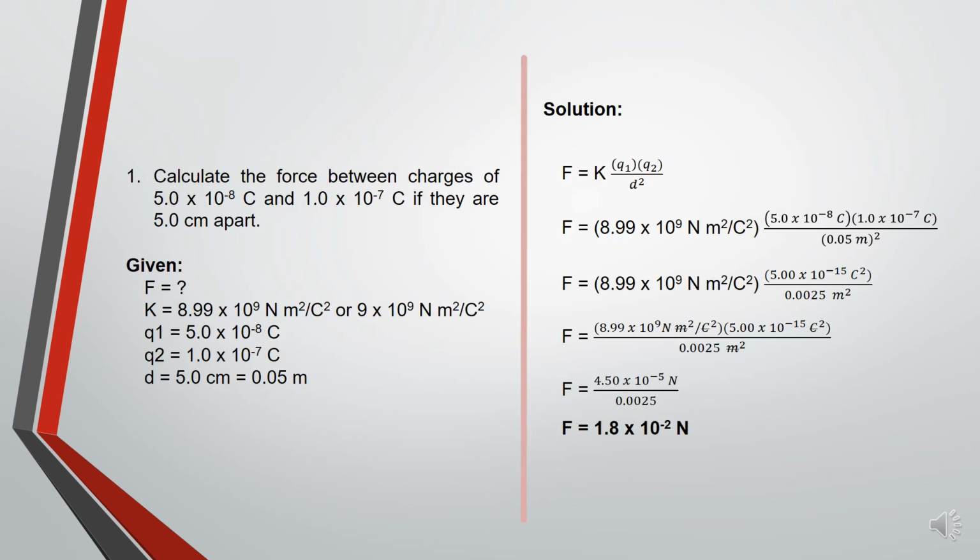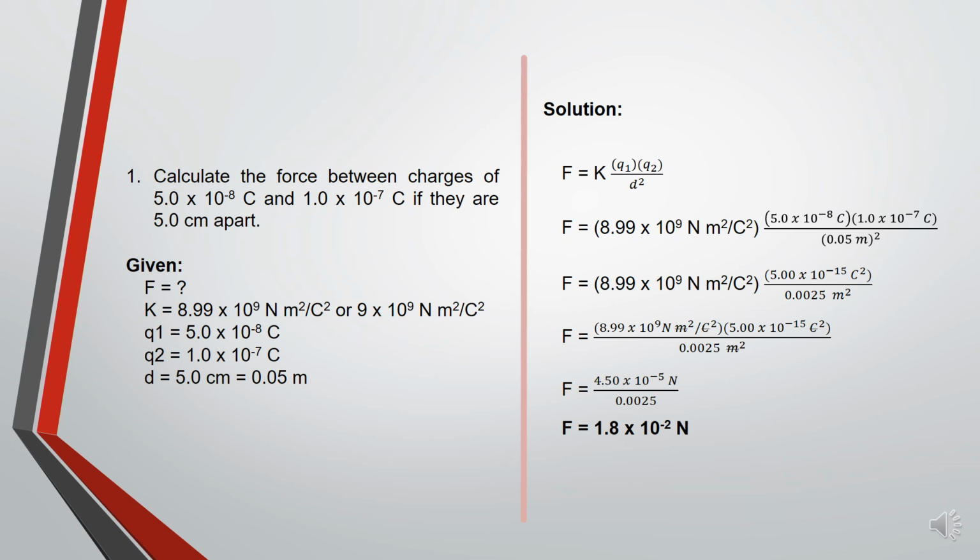Okay? Ito yung ating sample word problem. Calculate the force between charges of 5.0 times 10 raised to negative 8 C and 1.0 times 10 raised to negative 7 C if they are 5.0 centimeter apart. Alright, so in here, ang hinahanap natin is yung electric force. Okay? So, we have the constant value for K, which is 8.99 times 10 raised to 9 Newton meter squared per C squared. Okay, or you can use the other value.